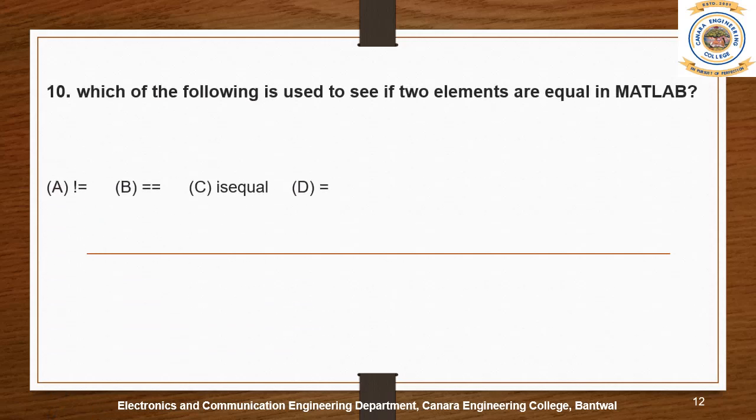Which of the following is used to see if two elements are equal in MATLAB? Option A is for checking whether the left hand side is not equal to the right hand side. Option C is not there. Option D is used to assign a value to a variable. So option B is used to check whether two elements are equal. Therefore the answer is option B, which is double equal to.